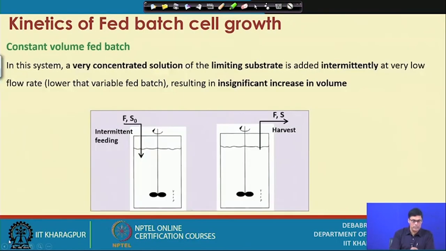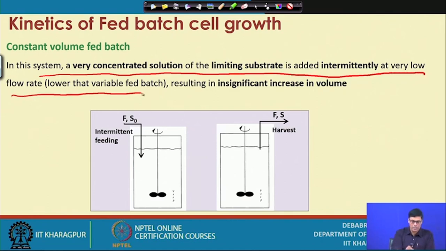Now, let us discuss another interesting feeding strategy that we have with the constant volume batch process. In this case, a very concentrated solution of limiting substrate is added intermittently at a very low flow rate, lower than the variable fed batch process, resulting in no significant increase in volume. So, what does it mean?